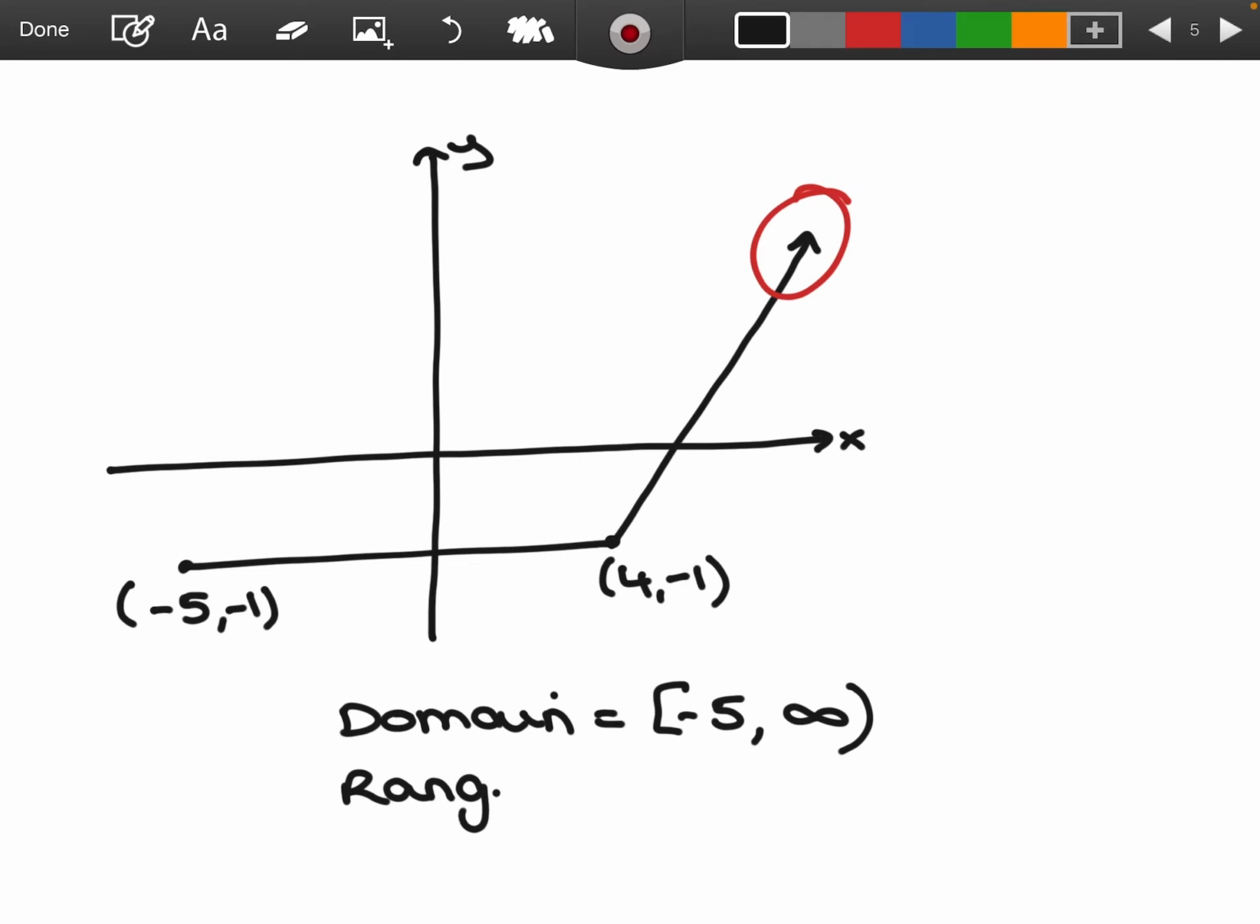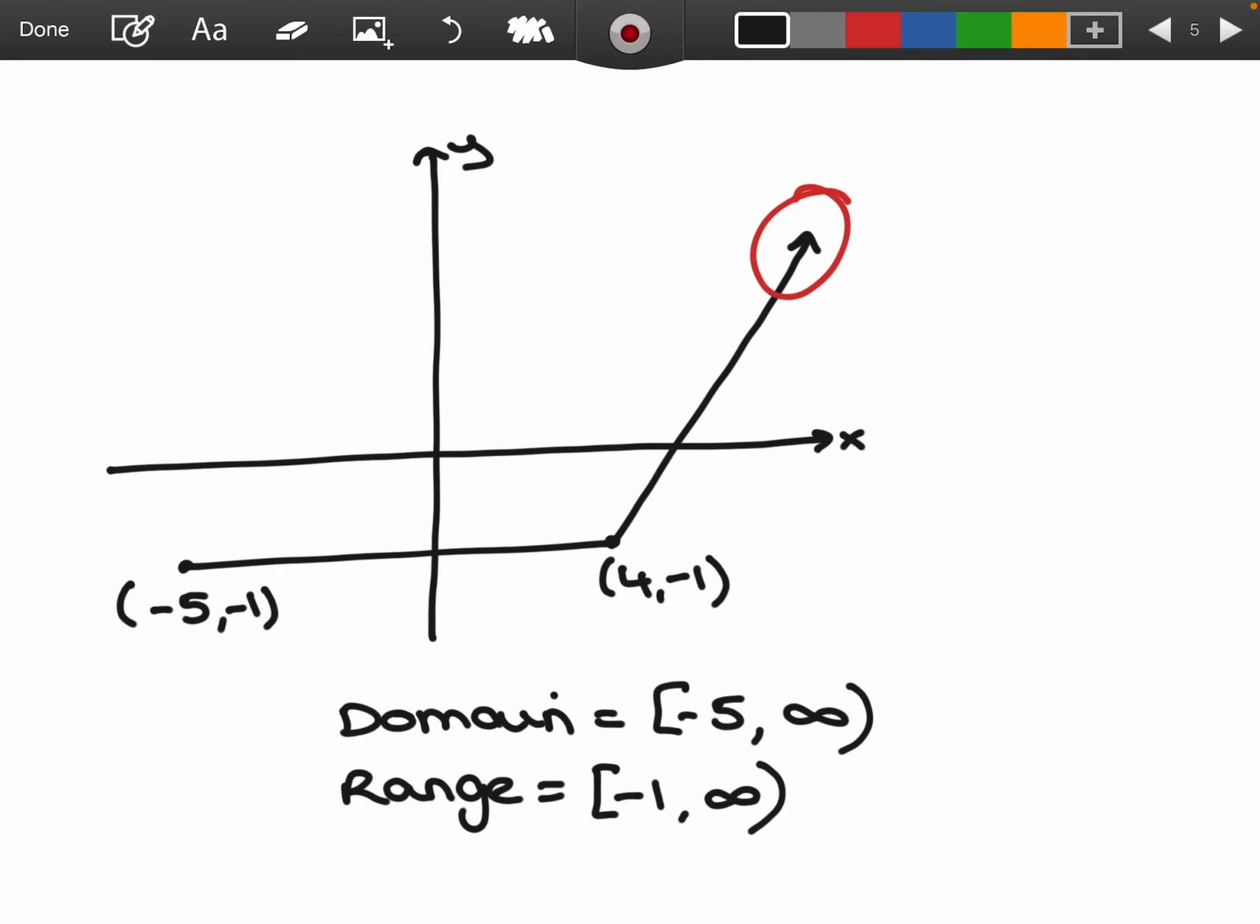Now, my range, again, we look at the smallest and largest y values possible. Well, I have this horizontal line that is as low as I can go here. So my range starts at -1 and we include that value. But again, it goes off infinitely in the positive infinity direction. So our range is -1 up to infinity.